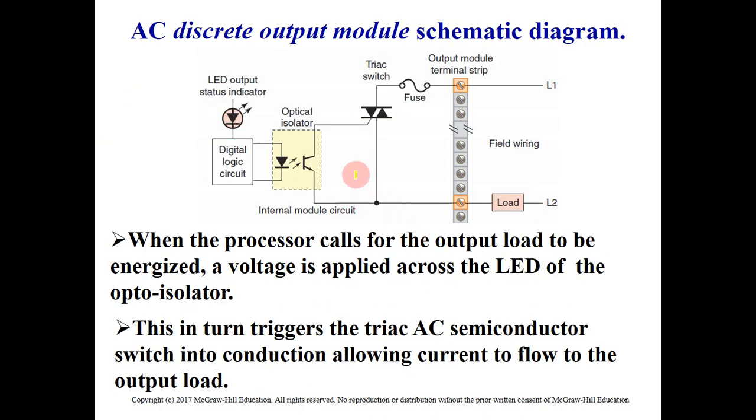We can see here the schematic diagram of our discrete output modules. The signal comes from the controller, goes through the digital logic circuit, goes through the optical isolator. Then we have the switching circuit here. The switching circuit will be used to switch the output load on and off, but it depends on the type of the signal that we are going to switch. If the signal is DC or AC, the type of this electronic switch will change.